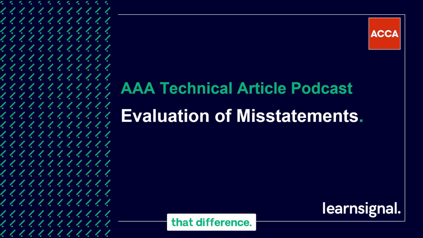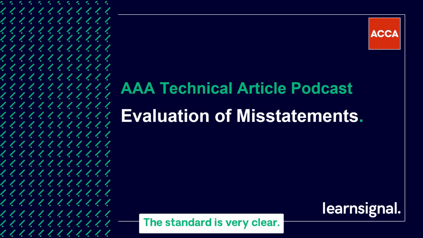Okay. Explain that difference. That sounds crucial. It is. The standard is very clear. Clearly trivial is a much, much lower bar than materiality. Think of it as completely inconsequential. Materiality is about whether something could influence the decisions of someone reading the financial statements. Clearly trivial is far below that.